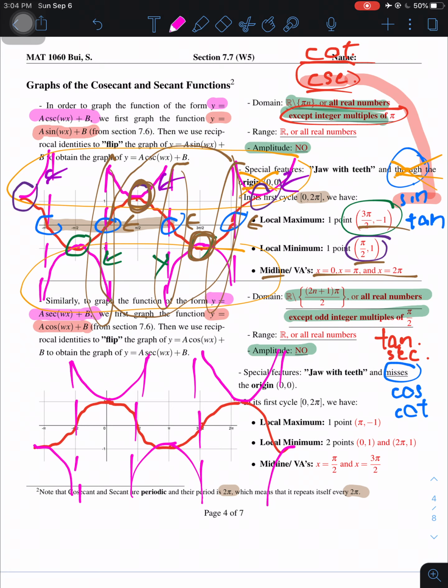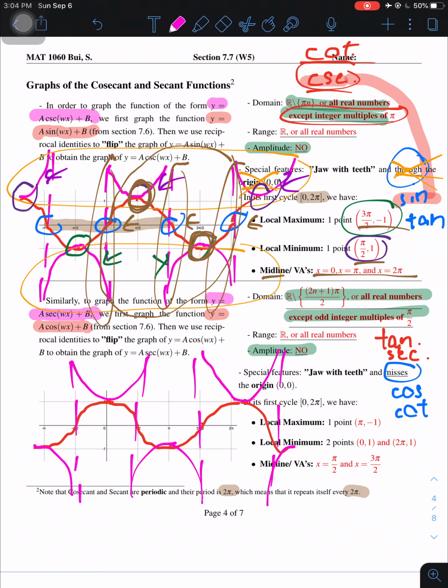And again, my pictures are not that good looking, but if you notice, there are pictures of cosecant and secant in the textbook. So if you want, you can look them up, or you can even Google them online. There are plenty of them to check out online. They are much prettier than this. Okay, so that's the graph of them.